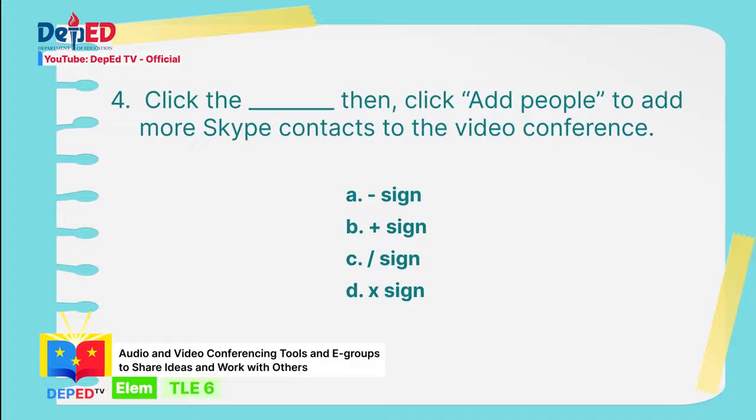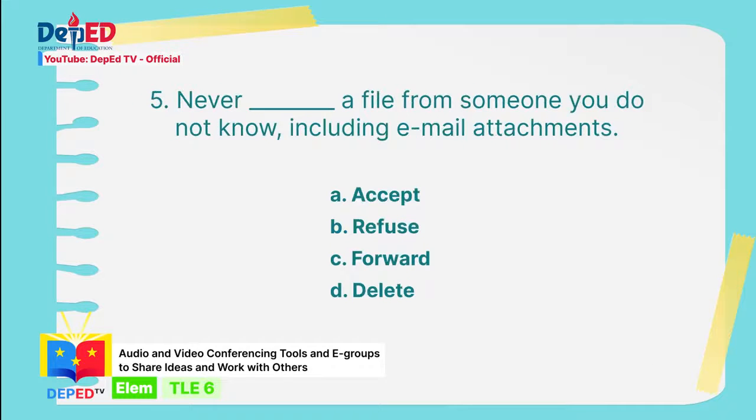Number 4, click the blank, then click Add People to add more Skype contacts to the video conference. A, minus sign. B, plus sign. C, backslash sign. Letter D, cross sign. And the correct answer is letter B, plus sign.